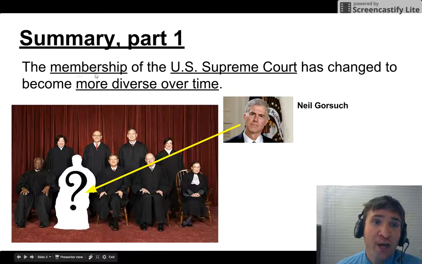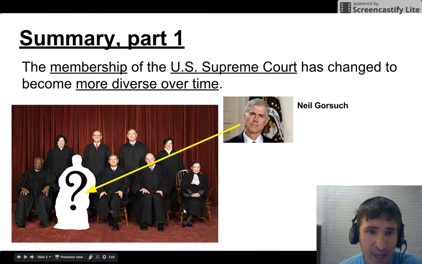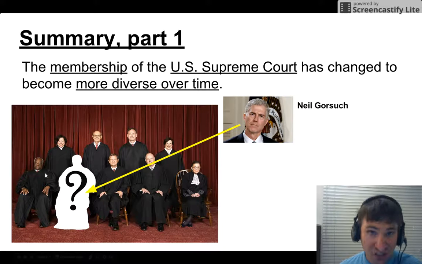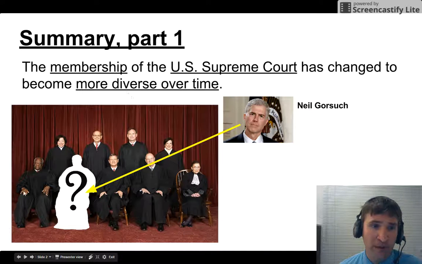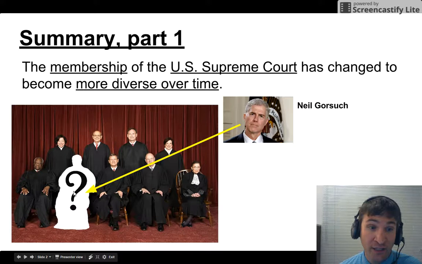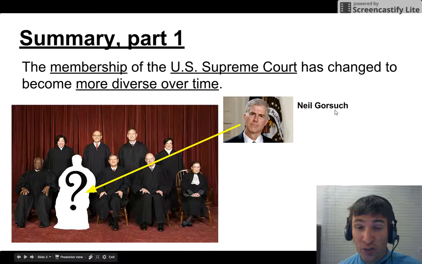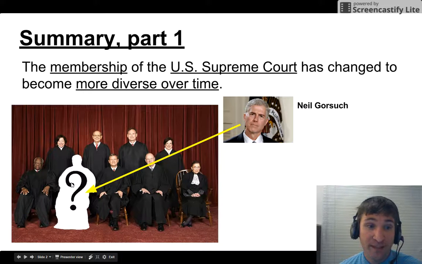Summary, part 1. The membership of the U.S. Supreme Court has changed to become more diverse over time. These are the current Supreme Court justices, as they're called. You see a black man, you see women. It's no longer only white men, and that's a good thing. Although this question mark here, President Trump recently nominated Neil Gorsuch to fill a spot that was empty when one of the justices died. So he is the most current member of the Supreme Court.